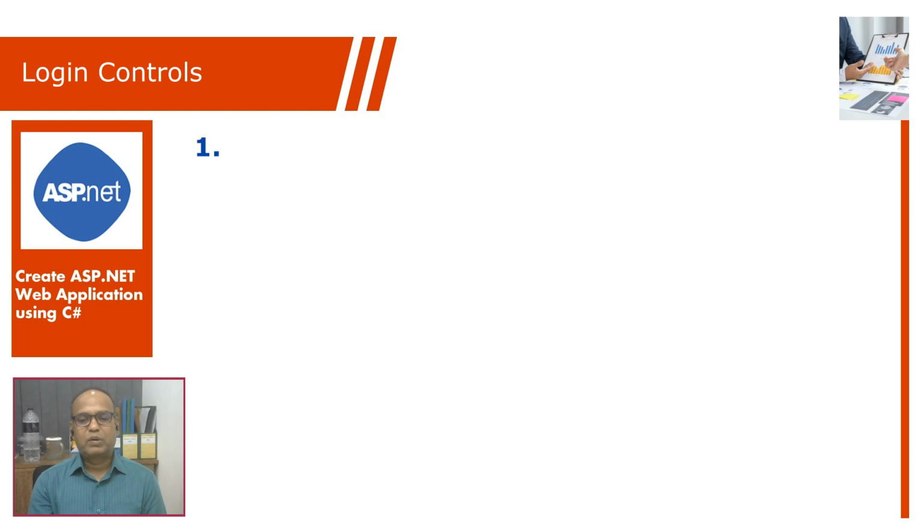Number 1. Login control. The login control facilitates user authentication by allowing users to enter their credentials, username and password. It simplifies user authentication by providing an interface for users to enter their credentials, along with properties to manage the authentication process and feedback.